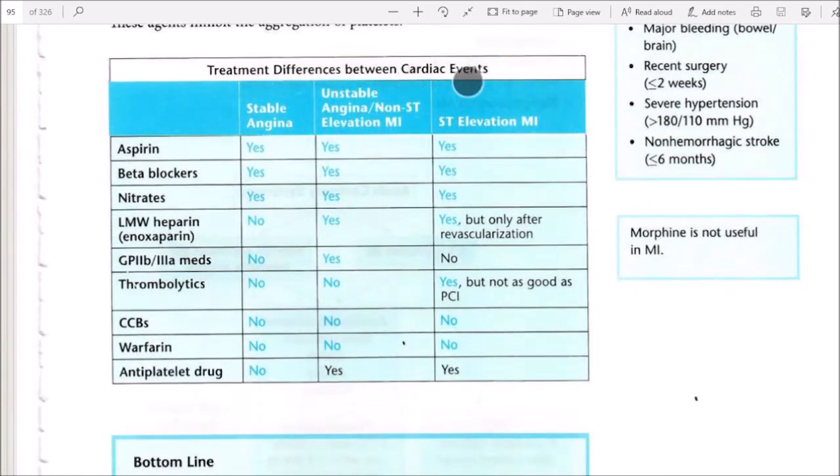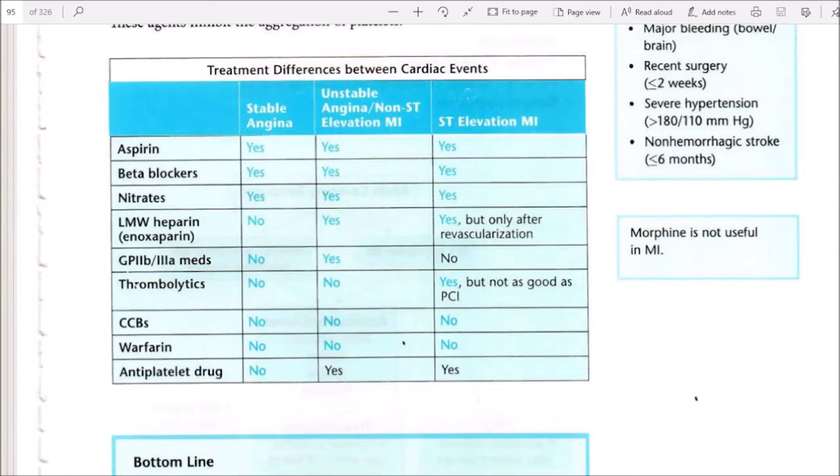Treatment differences between cardiac events: stable angina, unstable angina, and ST-elevation MI. Aspirin: yes, yes, yes. Beta blockers: yes, yes, yes. Nitrates: yes, yes, yes. Low molecular weight heparin, enoxaparin: no, yes, and yes, but only after revascularization. GP2b3a: no in stable angina, yes in unstable angina, and no in ST elevation MI. Thrombolytics: no, no, yes, but not as good as PCI.